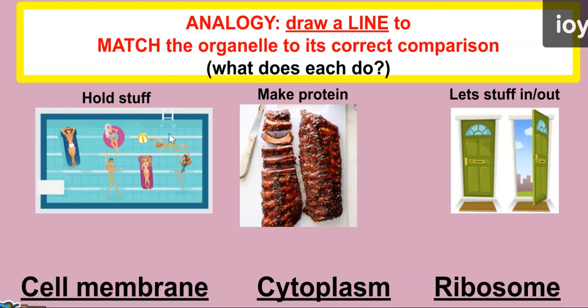Think about the comparisons we made between these organelles and other structures. Which one of these organelles holds stuff, like a pool? Which one of these organelles makes protein, like ribs? Which one of these organelles controls what goes in and out, like a door?